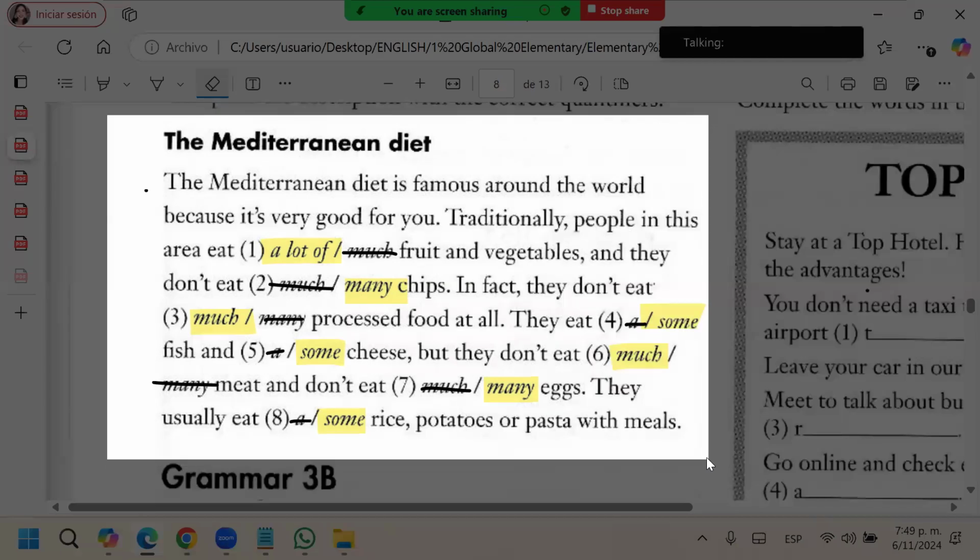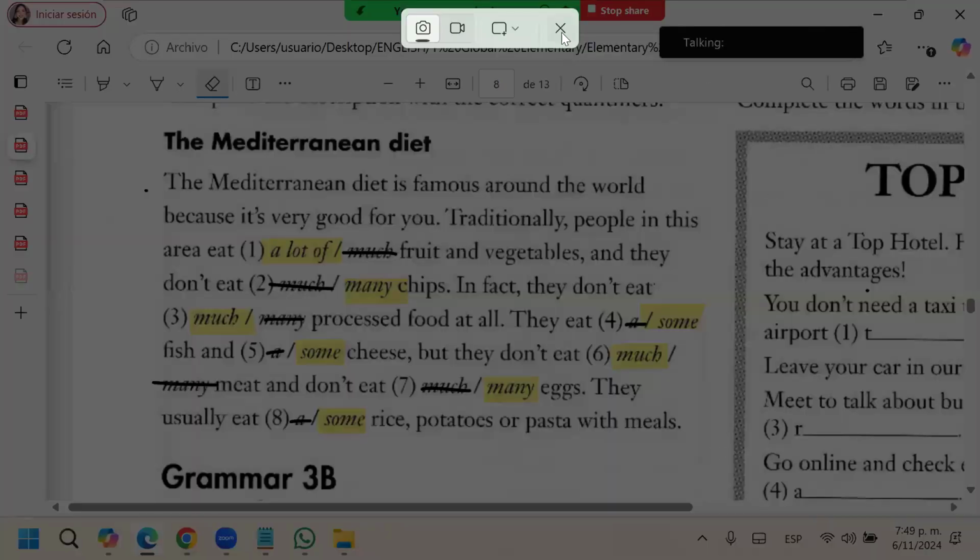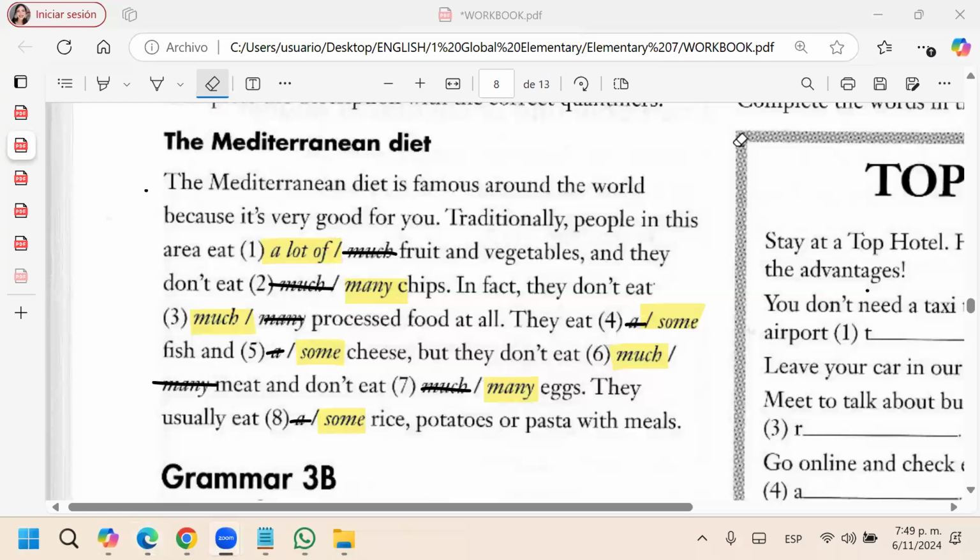Andrea, can you read it? The Mediterranean diet. It's famous around the world. The Mediterranean diet is famous around the world because it's very good for you. People in this area eat a lot of fruit and vegetables, and they don't eat many chips. In fact, they don't eat much processed food at all. They eat some fish and some cheese, but they don't eat much meat and they don't eat many eggs. They usually eat some rice, potato, or pasta with meals.